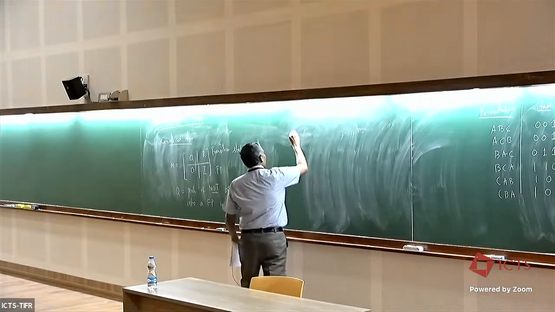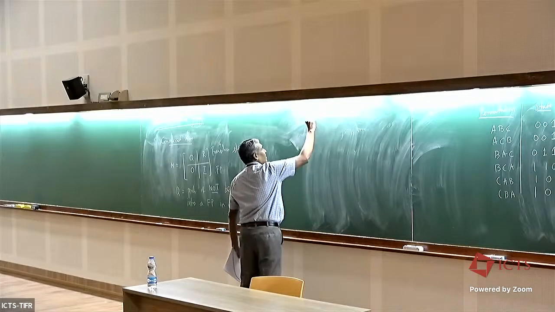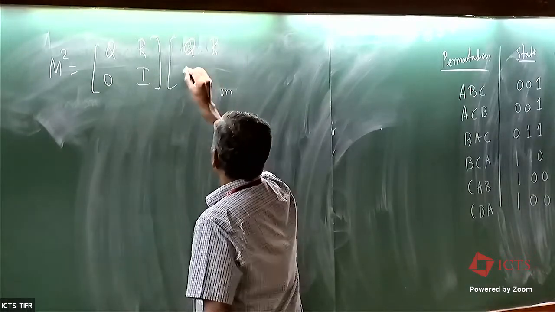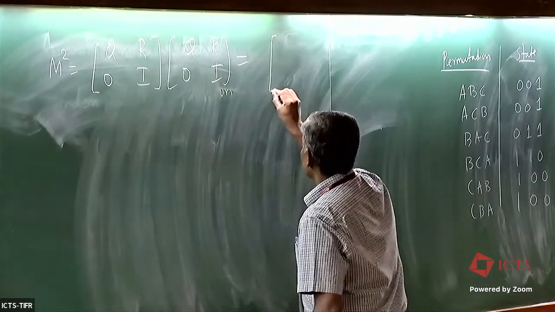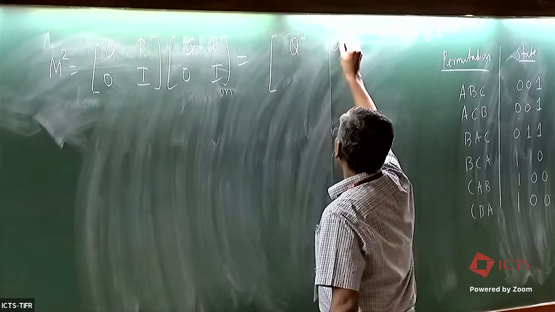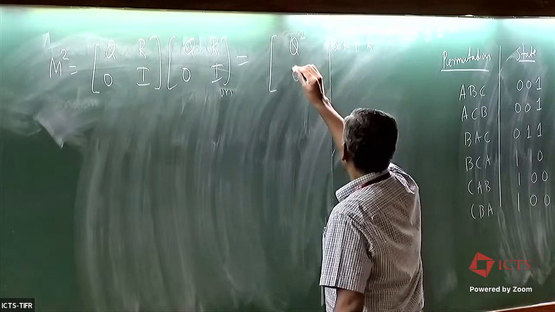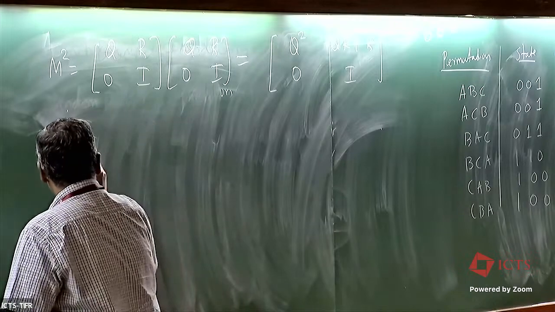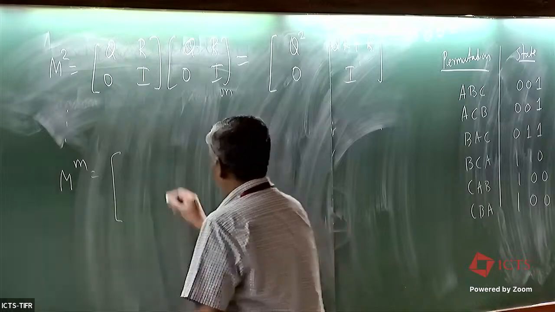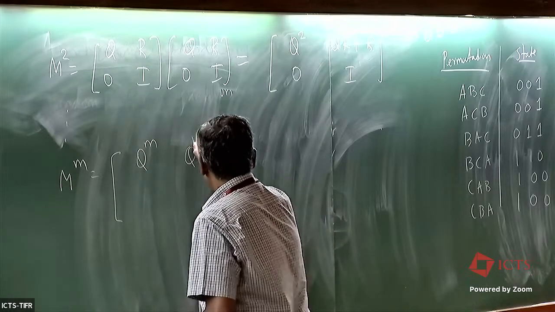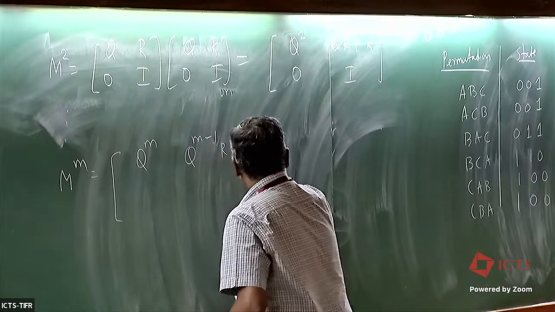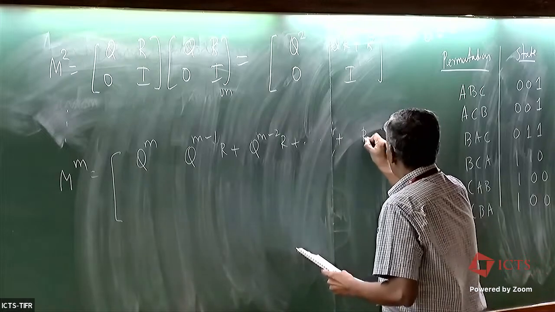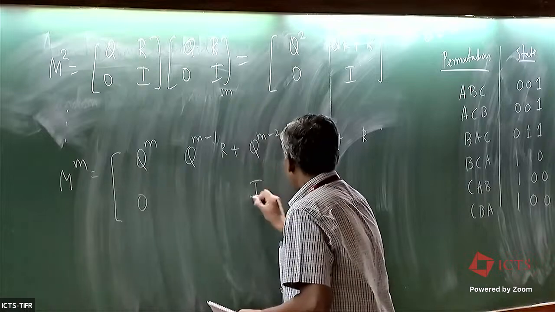So now if I do M squared, it's essentially Q squared, QR plus R, 0 and I. And if you continue this, you will see M to the power of m will simply be Q to the power m, Q to the power m minus 1 times R plus R, 0 and I.